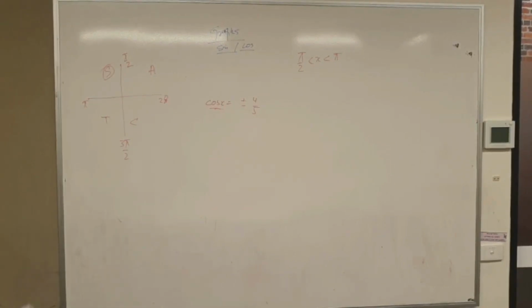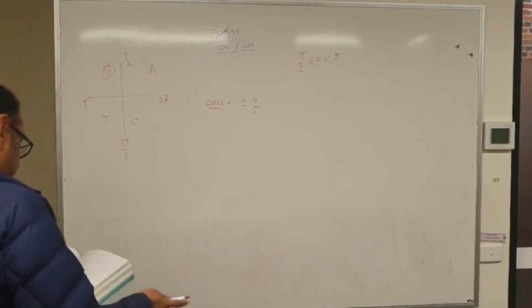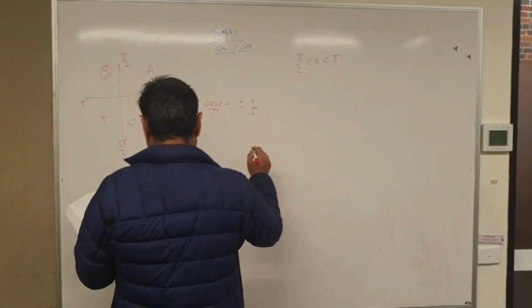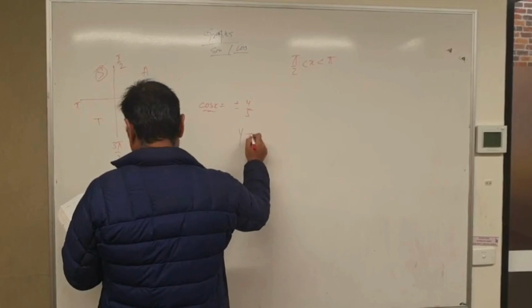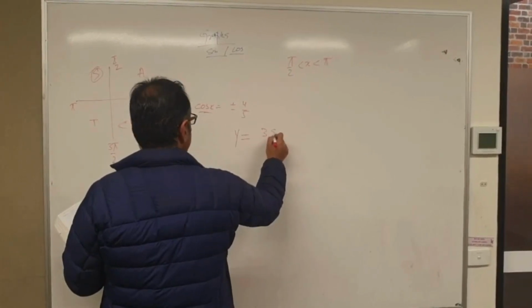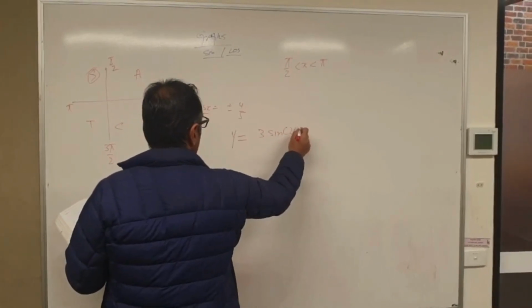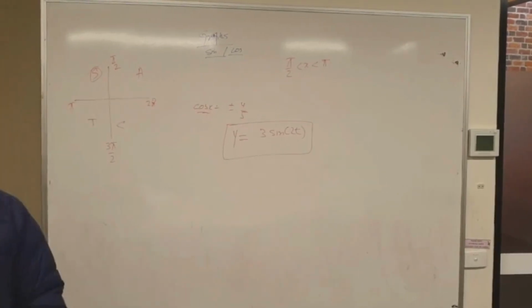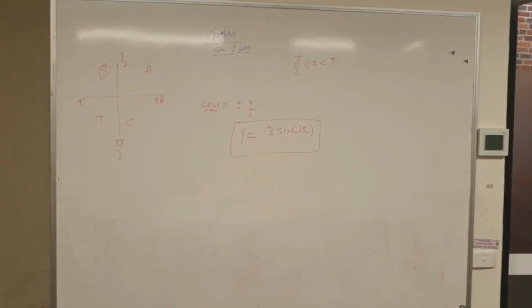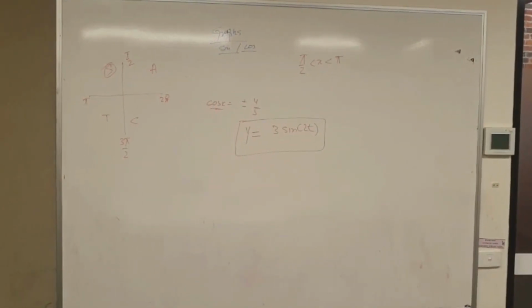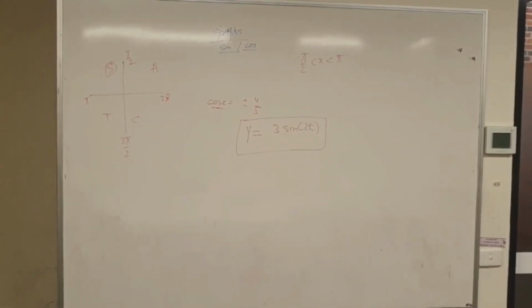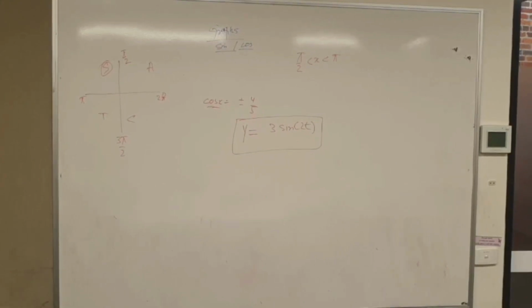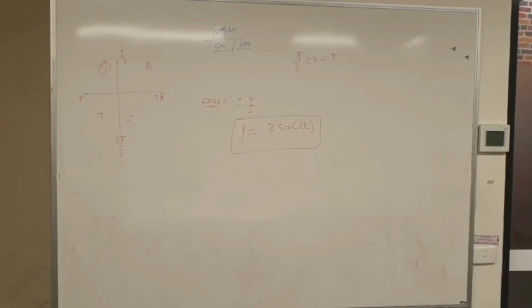Now, if I give you a very, very simple question: can you quickly graph y equals 3 sine 2t? Can you graph this? What's the domain? Just one cycle? Yeah, good question. Just from 0 to pi.